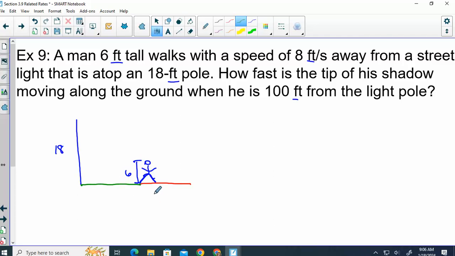So we have a couple things here. We could say how far he's walked could be x. And then to get all the way out here, we'll have a second variable. We'll call that one y. What we really have here, I can't draw straight lines, are similar triangles.